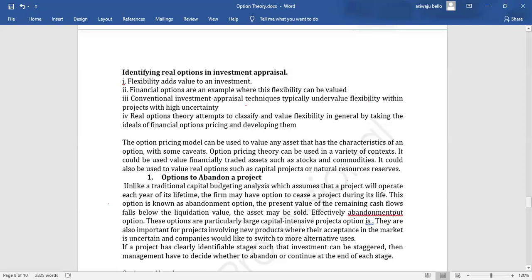Under option theory, the investor has an option to abandon the project. It is not a must to take that project to the final year, particularly if the cash inflows are not realized. We can abandon the project. This is the concept of options to abandon.